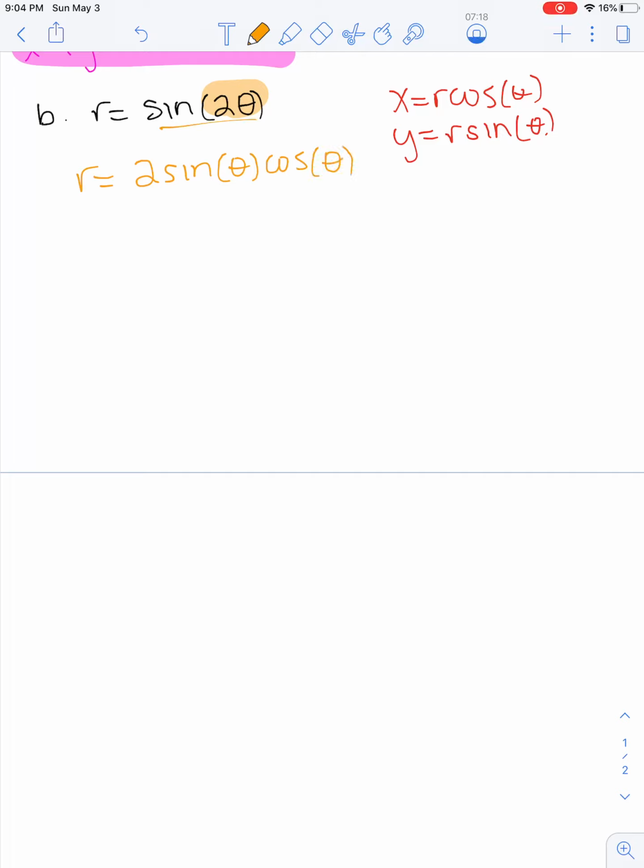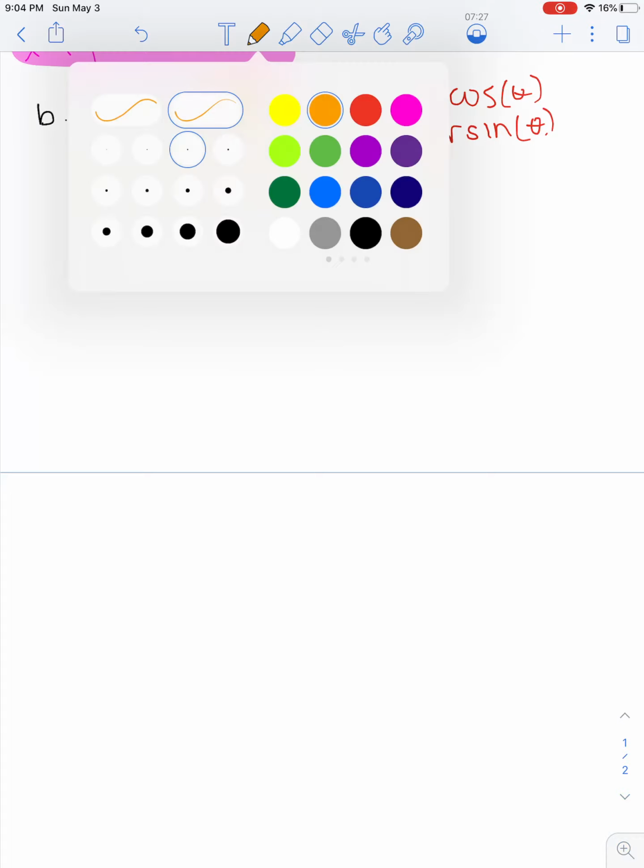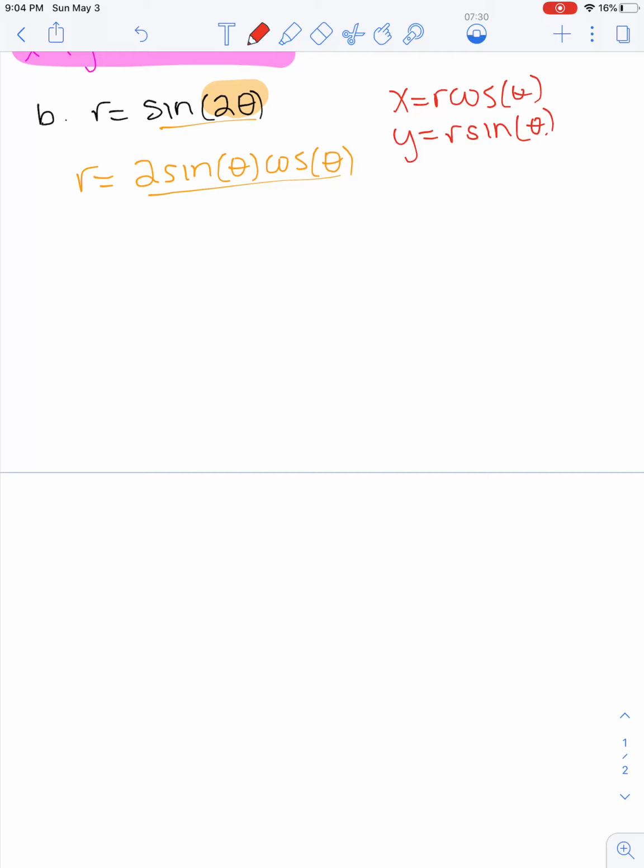Okay, so again, that substitution here in that first line is just the double angle identity for sine of 2 theta. Okay, and now all of a sudden I can utilize those two equations that I have in red off to the right hand side. I can say that r is now equal to 2y times x. Okay, and it's really, really tempting to stop here. The problem is that we still have this r. We need to get rid of r.